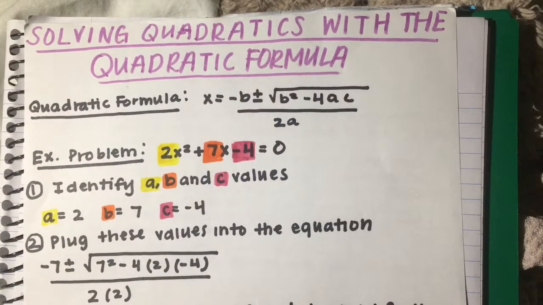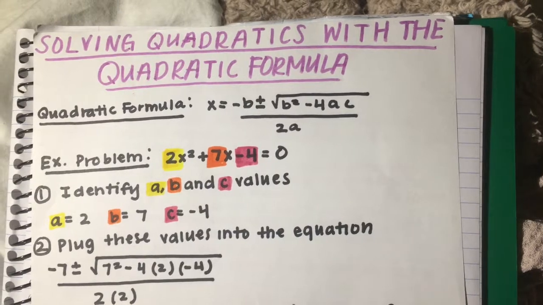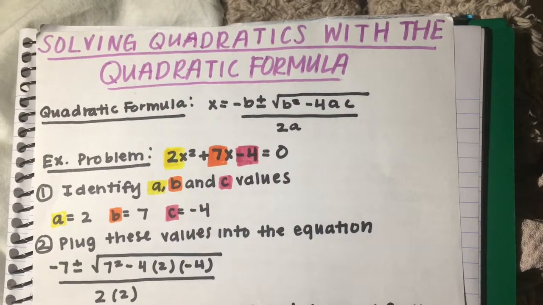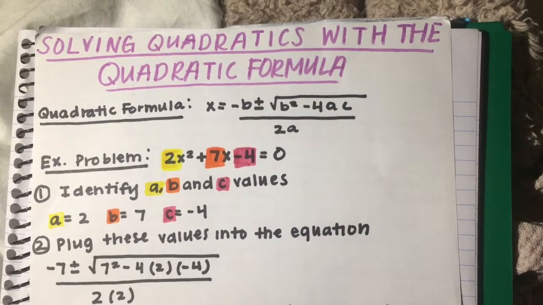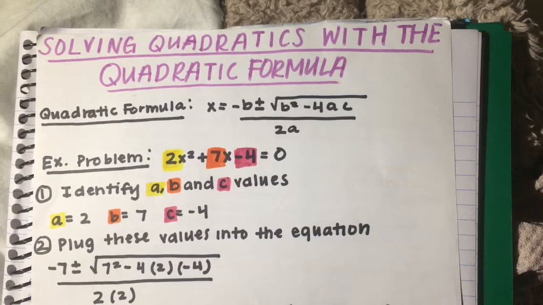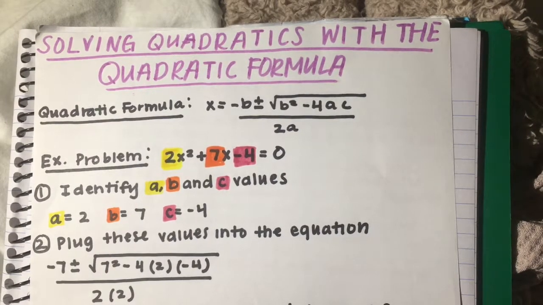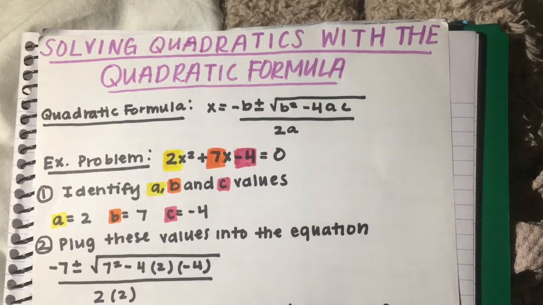First, we will show you how to solve quadratics with the quadratic formula. To start, this is the quadratic formula: negative b plus or minus the square root of b squared minus 4ac, all over 2a. We will start with an example problem showing how you can apply the quadratic formula to a polynomial equation to solve for x. The equation is 2x squared plus 7x minus 4 equals 0.